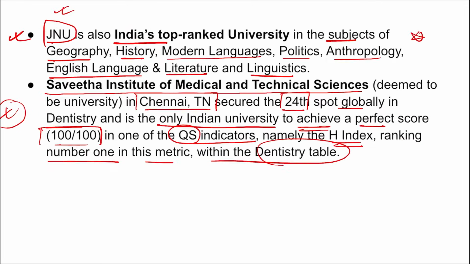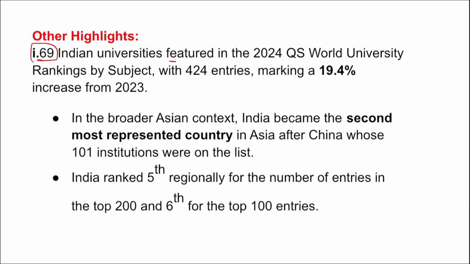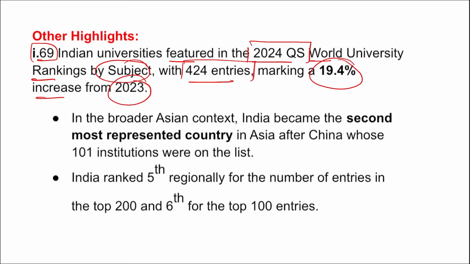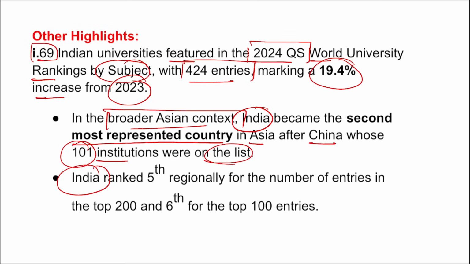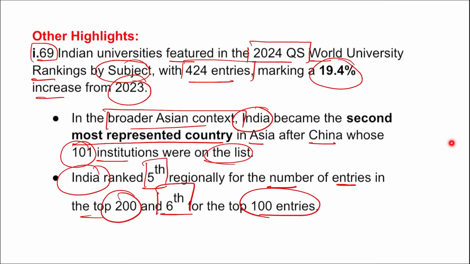Apart from this, if we look at some of the other highlights, 69 Indian universities featured in the 2024 QS World University Ranking by Subject, with 424 entries, making a 19.4% increase from 2023. In the broader Asian context, India became the second most represented country in Asia after China, with 101 institutions on the list of China. Then India ranked 5th regionally for the number of entries in the top 200 and 6th for the top 100 entries, right?